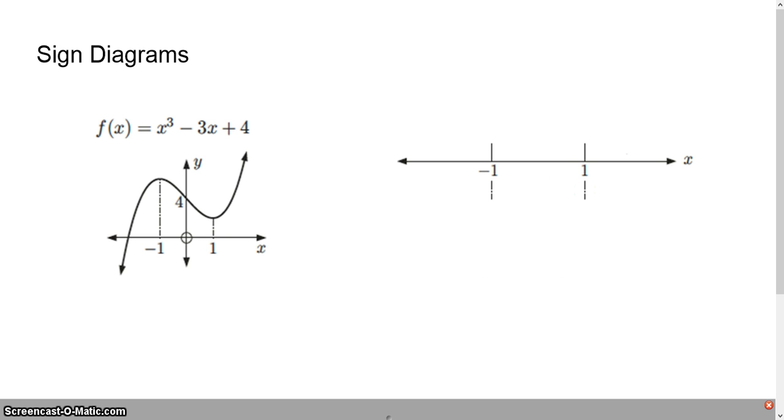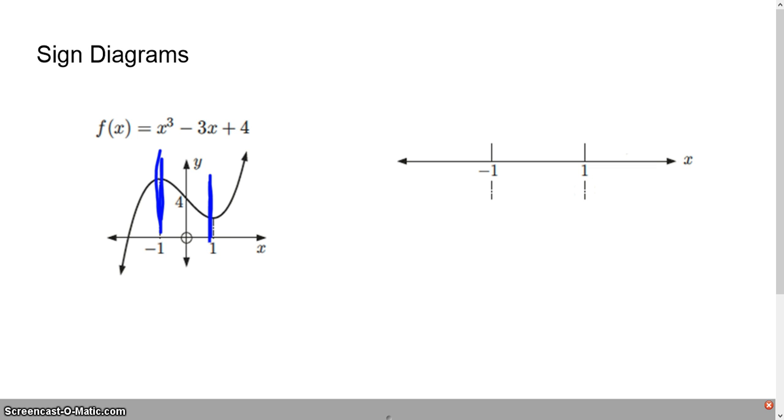Now, let's take a quick look at sign diagrams. Here's a function, f of x equals x cubed minus 3x plus 4. They've graphed it for us, and they identified that the max occurs here at -1, and the min occurs at 1. A sign diagram is a number line like you see over here on the right. When we identify these points, -1 and +1, we put those on our sign diagram.